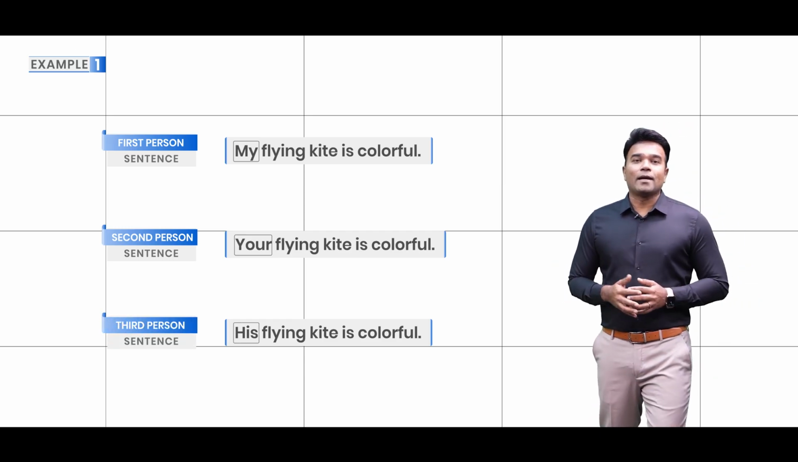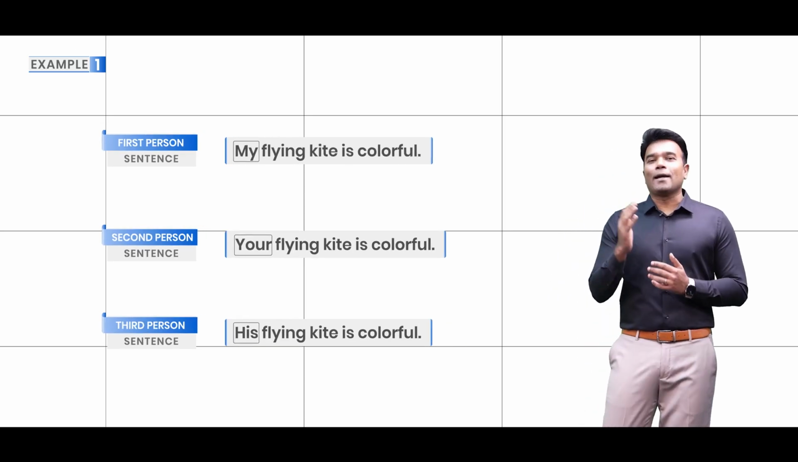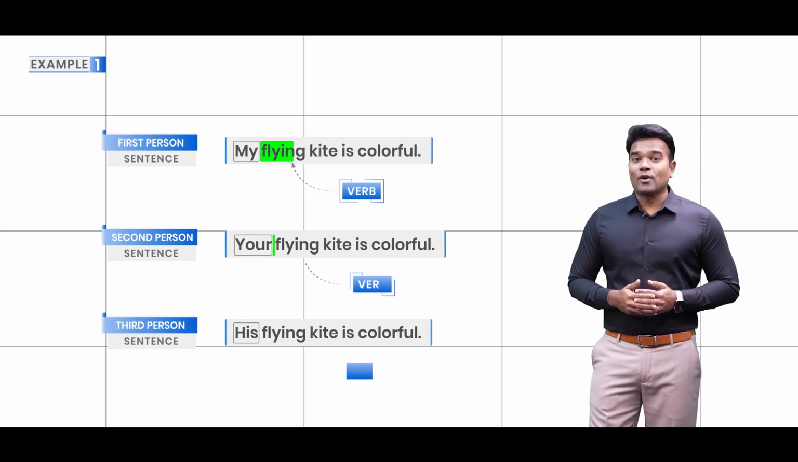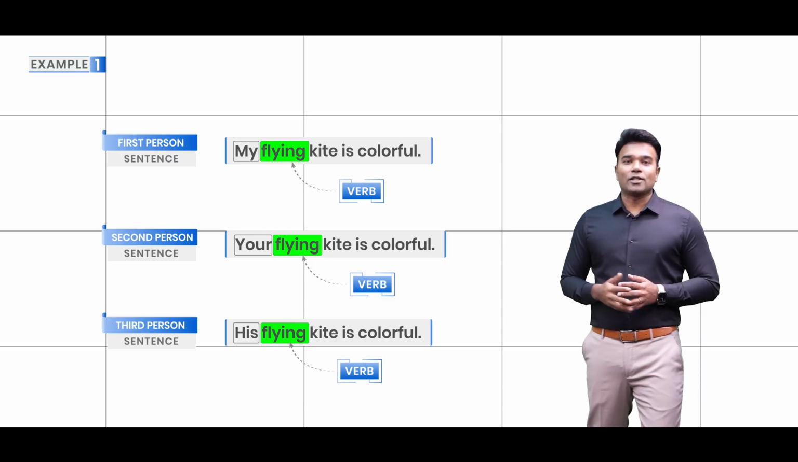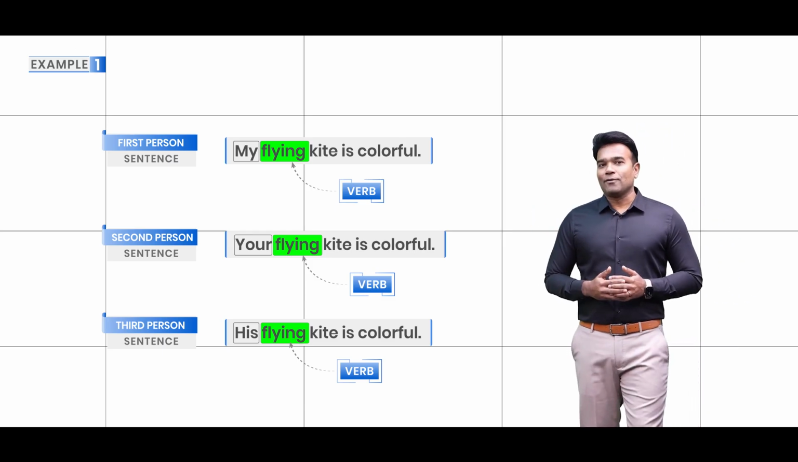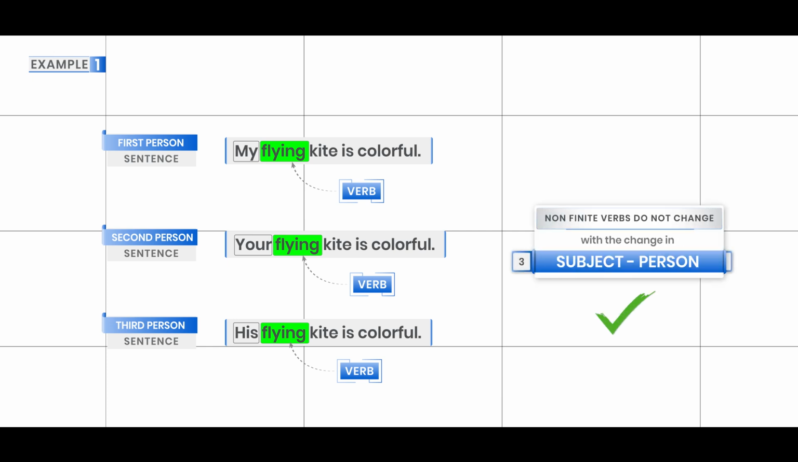But whether the sentence is in the first or the second or the third person, what I really want you to notice is the verb. The verb is the same. There is absolutely no change in the verb. In other words, flying happens to be such a verb that does not change when the subject person changes, and hence is categorized as the non-finite verb.